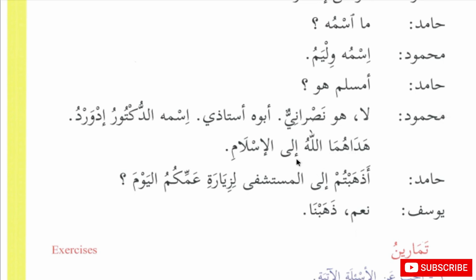هداهم الله إلى الإسلام. This is a dua. هما is the dual of هو, so it means both of them or they both, but this is only for duals. هداهم الله إلى الإسلام. May Allah guide both of them, the dual, to Islam. For single you will say هداه الله إلى الإسلام. For plural you will say هداهم الله إلى الإسلام. May Allah guide them to Islam. This is actually a past tense verb, but it can be used as a dua as well.